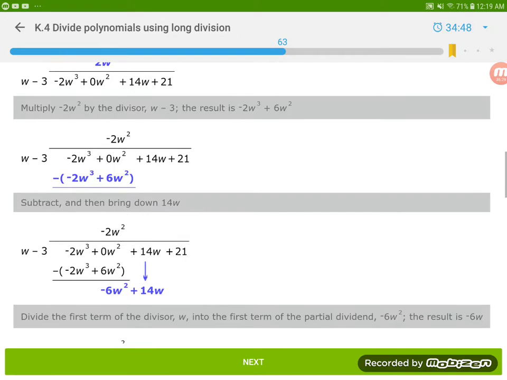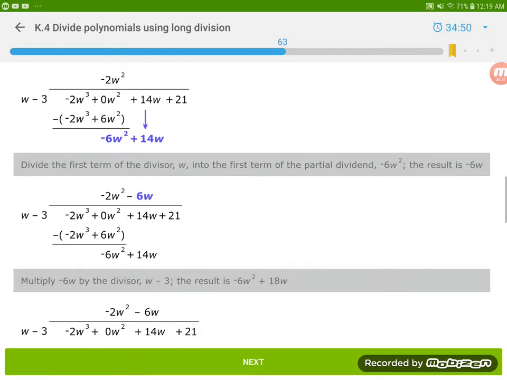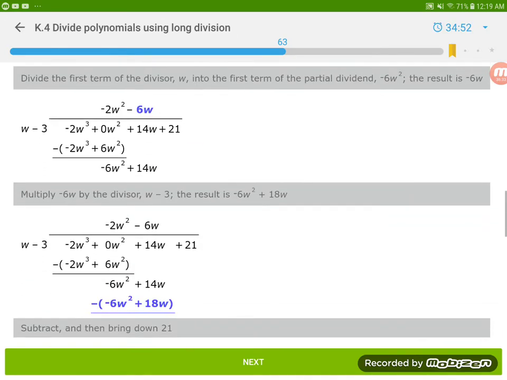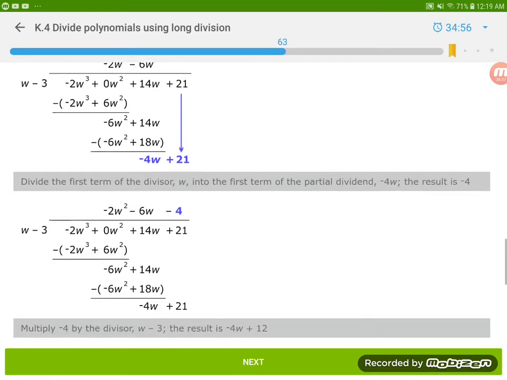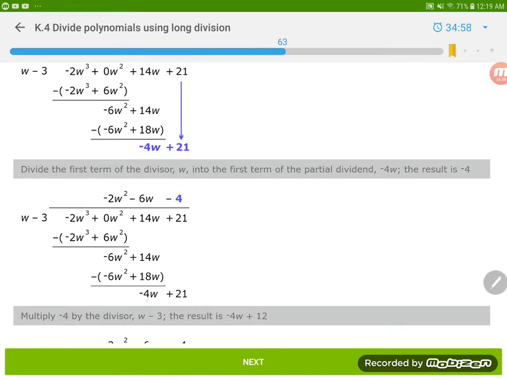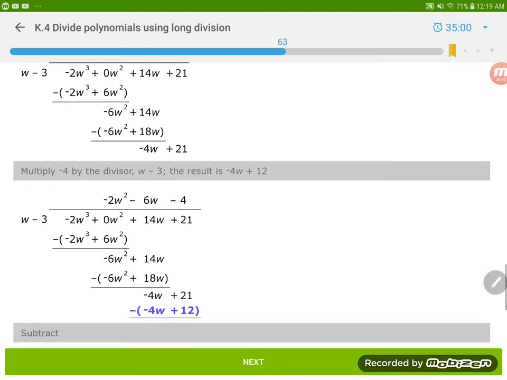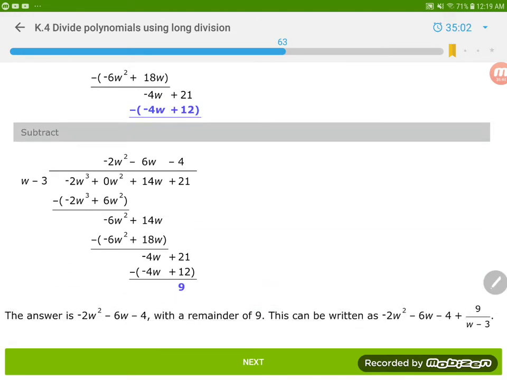So you notice there's all the steps right here. IXL is very good about showing you everything that happens. That was it. I had negative 4w plus 12, not 21. The typos, they'll get you every time.